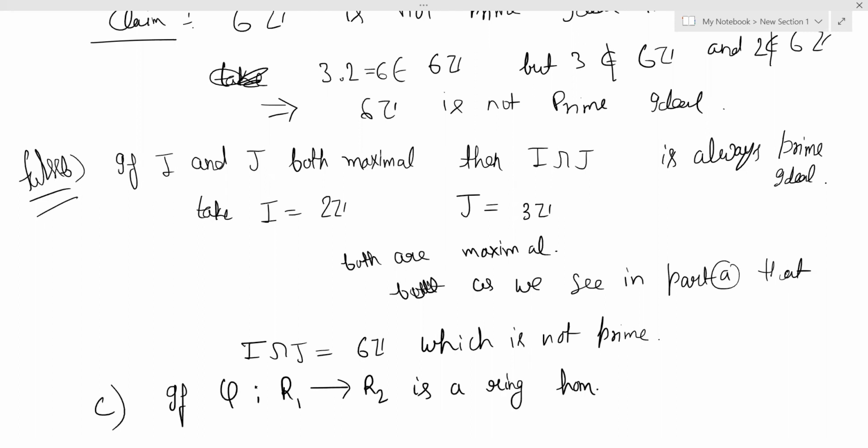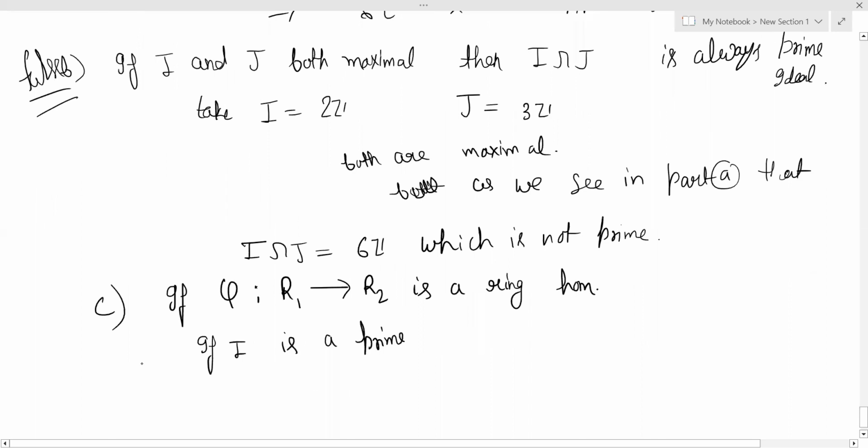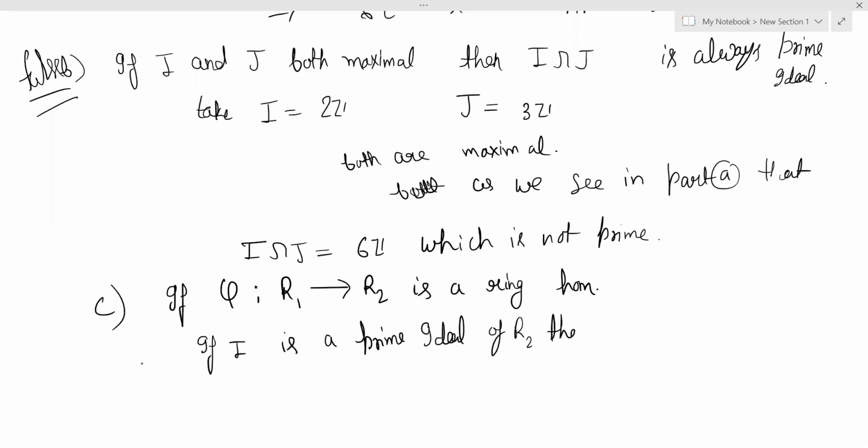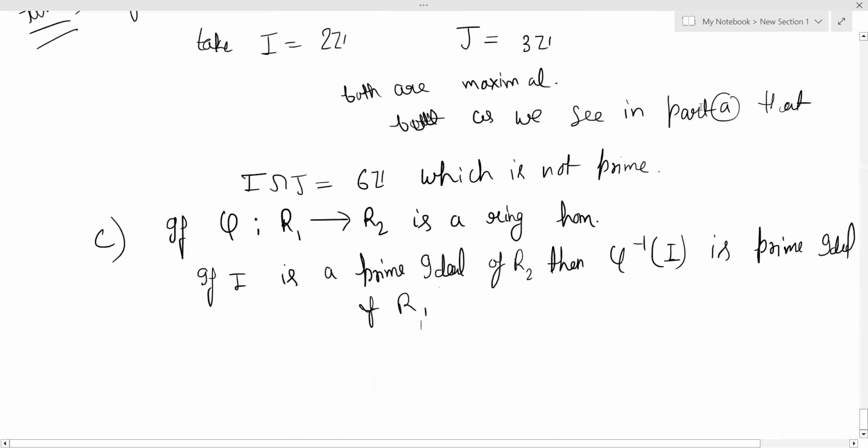Morphism. If phi is a ring homomorphism and I is a prime ideal of R2, then phi inverse I is a prime ideal of R1. Is this true or false? What's your idea? Tell me.